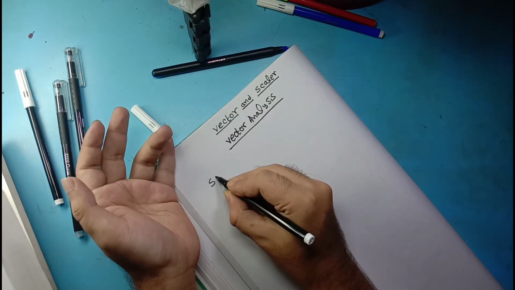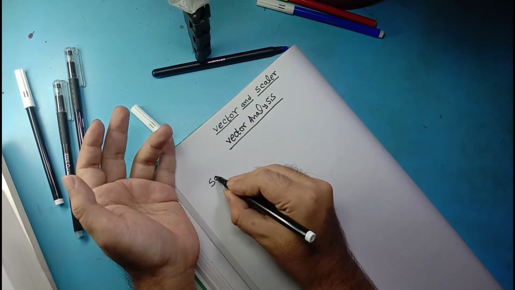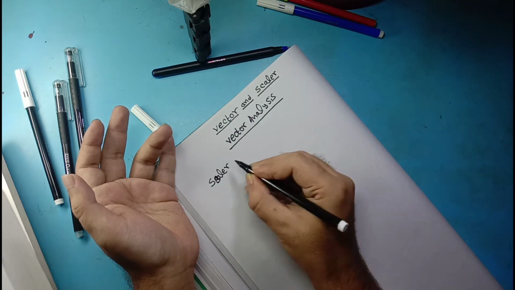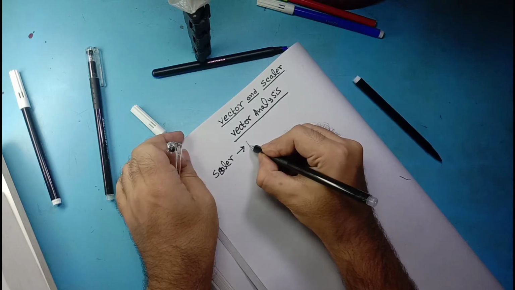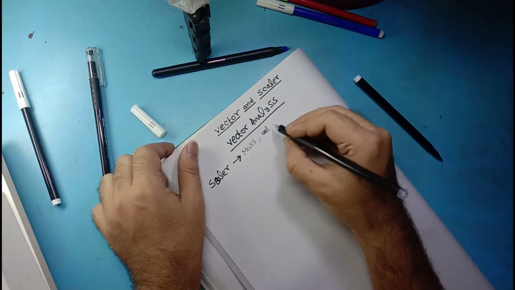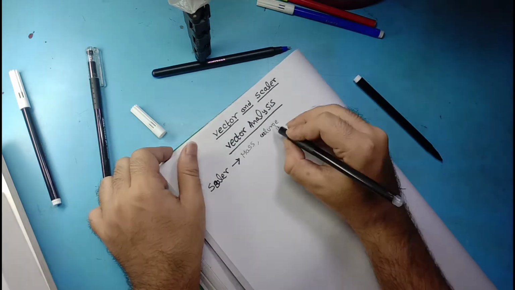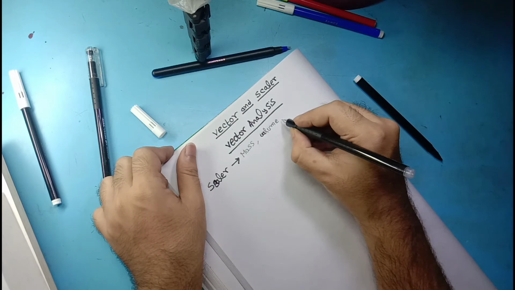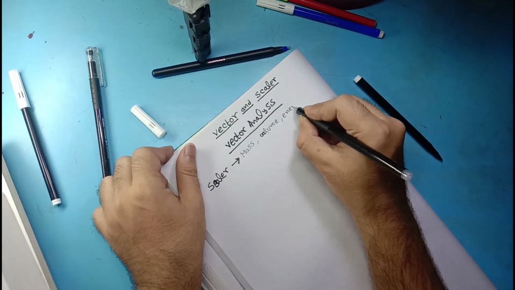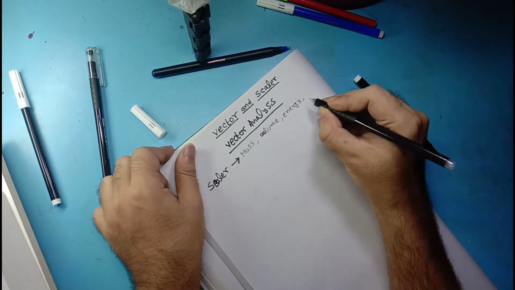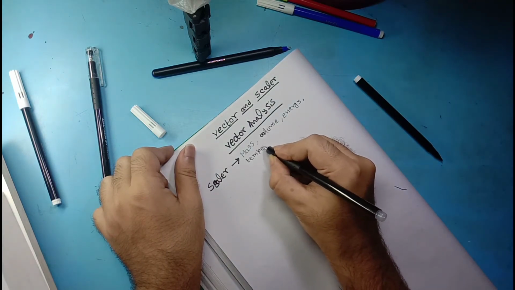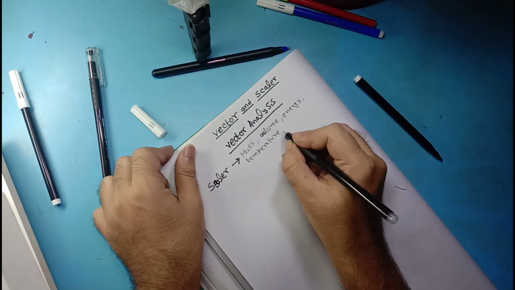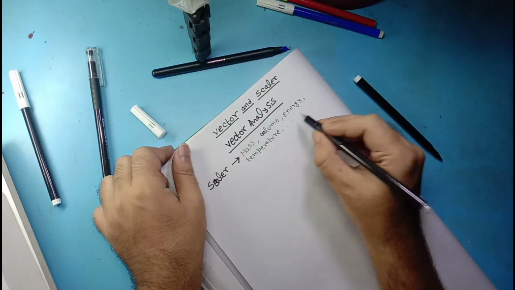If you get to know about scalars, a lot of examples will be there, like mass, volume, energy, temperature, and so on.